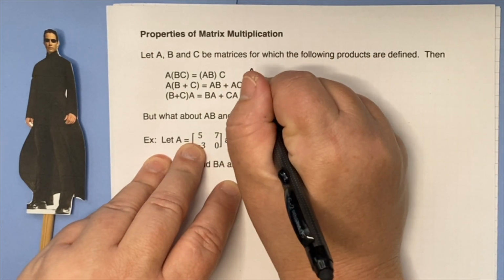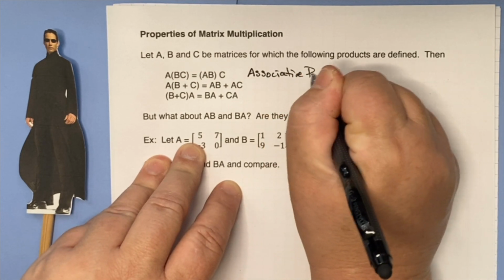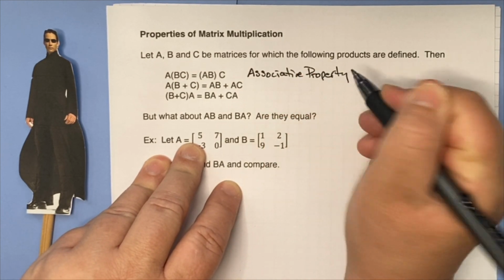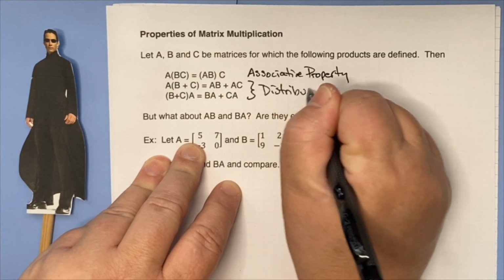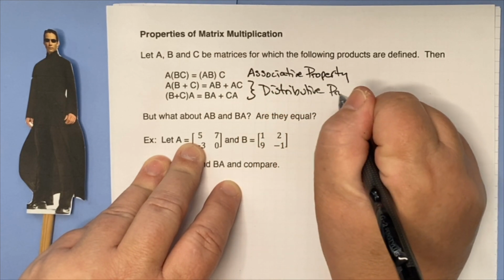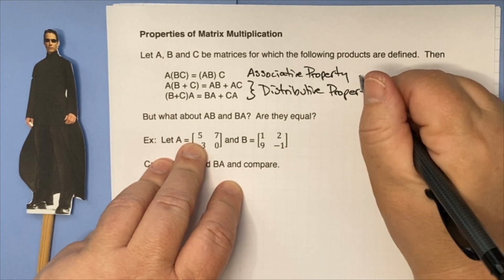So this is associative property. And these two are the distributive property of matrix multiplication.